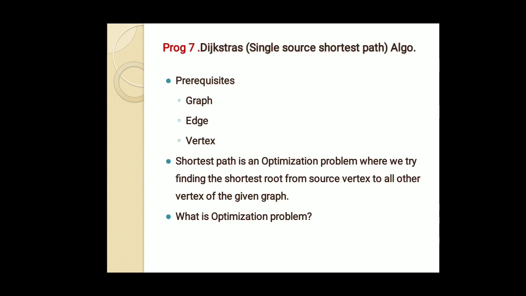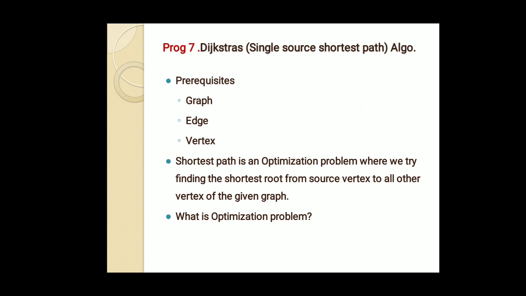So today we would be looking into program number 7, Dijkstra's single source shortest path algorithm. Before we get into this algorithm of ours, we are supposed to have a basic idea about what is a graph, what is an edge, what is a vertex. A graph is nothing but a graphical representation of a given data.